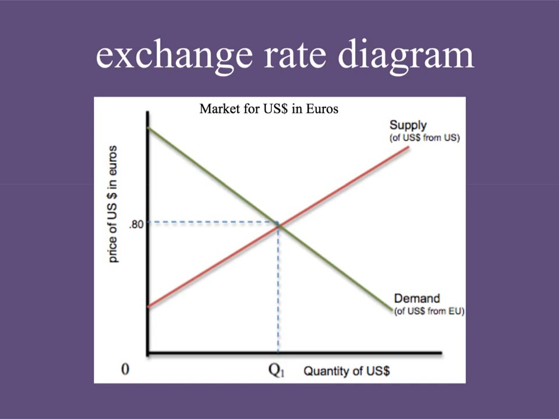But what we're doing is we're changing the good that's being purchased from a regular good, say like a pen, to another currency. It's pretty straightforward. So this is the market for US dollars expressed in euros. So the price of the US dollar in euros is 80 cents. And that's where the equilibrium price is.